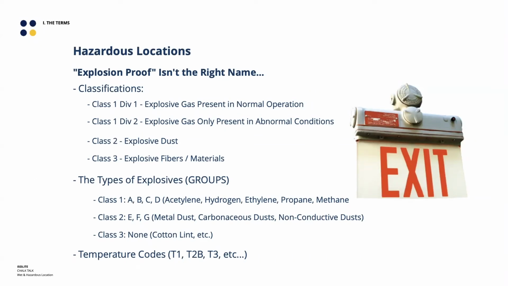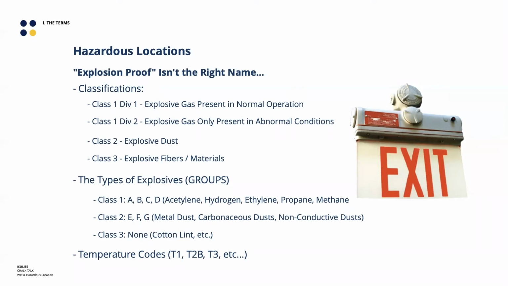The class indicates what type of material is present in the atmosphere that could be explosive. So class 1 is explosive gas, class 2 is dust, and then class 3 would be fibers. There's this division thing which indicates the likelihood of the presence of the explosive material. Div 1 means it's there in normal operation. Div 2 means it's only present in abnormal conditions.